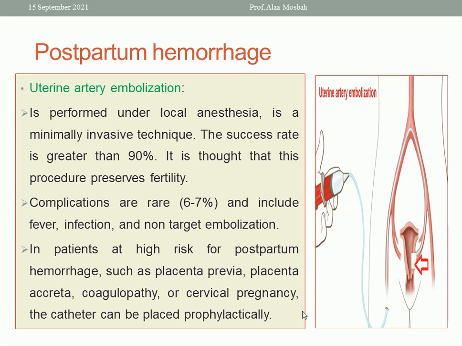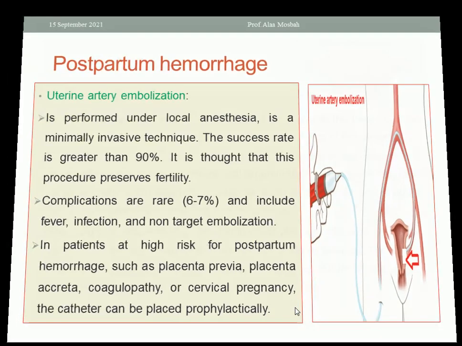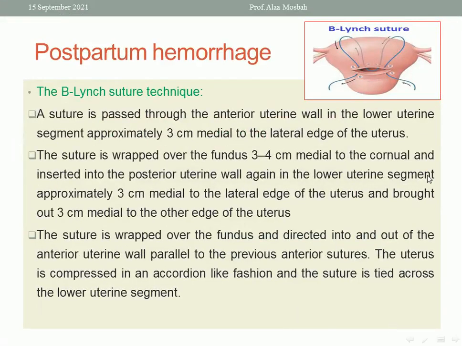In patients at risk of postpartum hemorrhage, like those with placenta accreta spectrum or placenta previa or coagulopathy or cervical pregnancy, a catheter can be placed prophylactically. B-Lynch suture, as you see here, can be used to compress the uterus and control the bleeding during cesarean section.